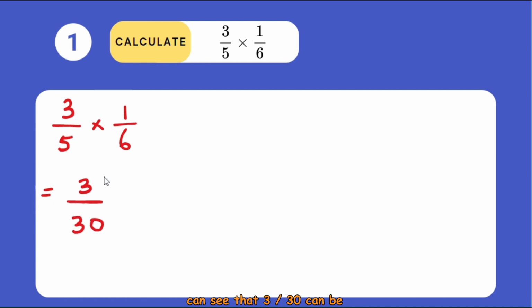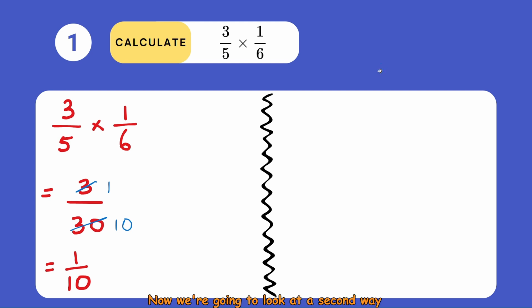Now you can see that 3 over 30 can be simplified further. Both of the numbers are divisible by 3. So 3 times 1 is 3 and 3 times 10 is 30. So the simplified form of this fraction will be 1 over 10.